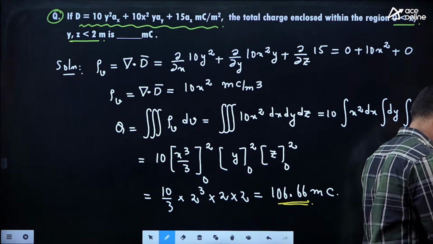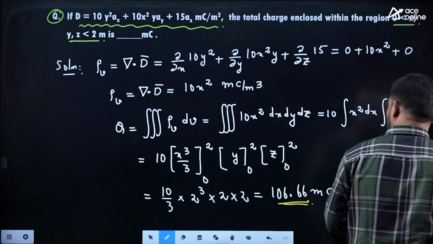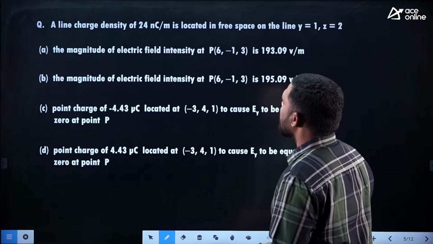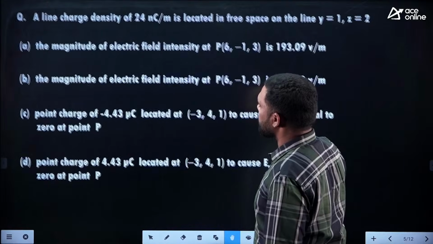So we'll go to the next question. Here is a question, MSQ question. Something interesting.